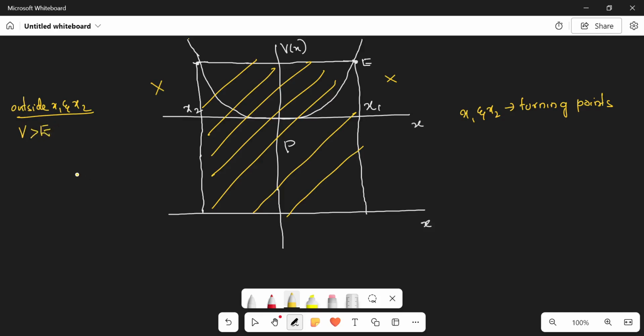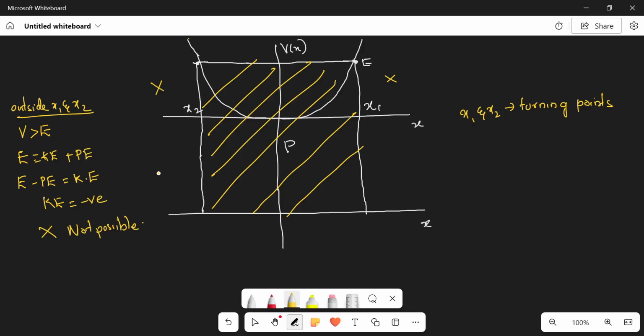Is it possible? That's my question. The answer is a big no. Why? In the region outside, the potential energy is above the total energy. What is total energy? Total energy is kinetic energy plus potential energy, so E minus potential energy is kinetic energy. If the potential energy is greater, the kinetic energy will be negative, right? Is this possible? No, this is not possible, since kinetic energy cannot be negative.